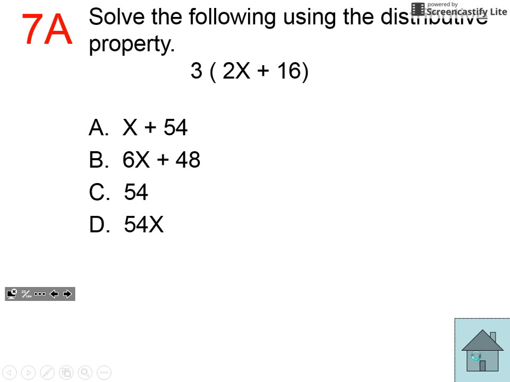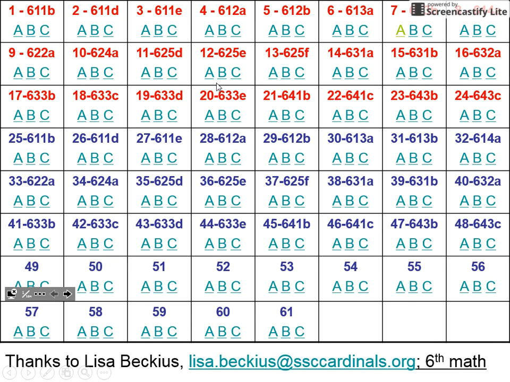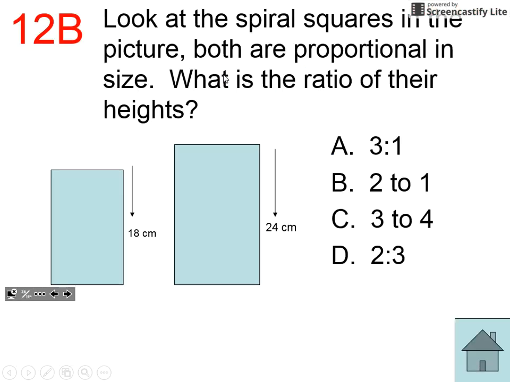Okay, our next question is 12b. 12b says to look at the spiral squares in the picture. Both are proportional in size. What is the ratio of their heights? Again, please write down the letter of your choice and pause the video now so the students can have a moment to write down their answer.